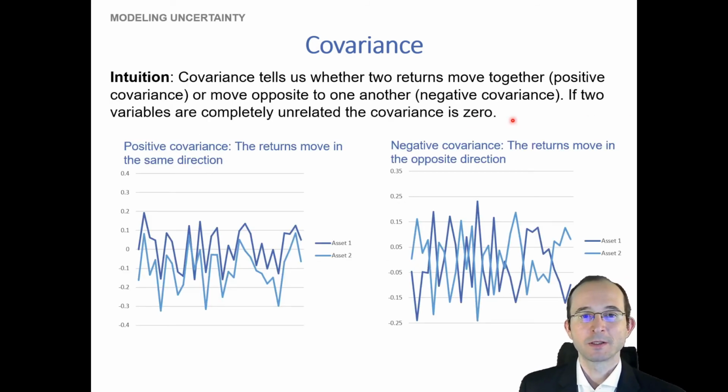So covariance tells us essentially whether two returns or prices move together. And if they do, they have positive covariance, and if they don't, they have negative covariance. Of course, we should also consider that it's possible for two assets to be completely uncorrelated, in which case their covariance is 0. So in the plot on our left here, we see two assets that are positively covaried. In other words, they generally move in the same direction. And on the plot on the right here, we've got assets that are negatively covaried. They generally seem to move opposite one another.